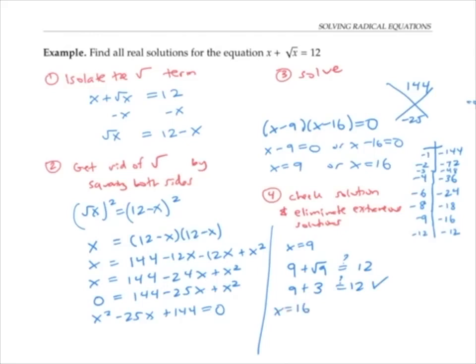Now let's try x equals 16. Plugging in, we get 16 plus the square root of 16, and that's supposed to equal 12. Well, that says 16 plus 4 is supposed to equal 12, but that most definitely is not true. And so x equals 16 turns out to be an extraneous solution, and our only solution is x equals 9.